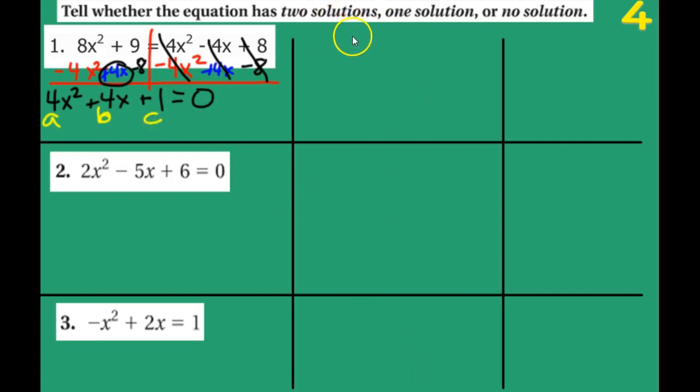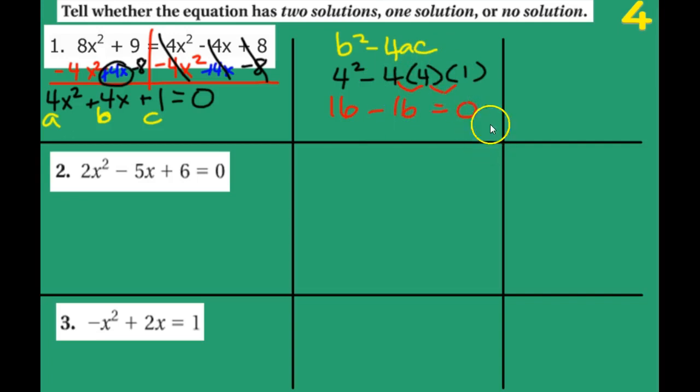So first, we need to figure out how many solutions there are by evaluating our discriminant. B squared minus 4AC. So B is 4, so we have 4 squared minus 4 times A times C. A is also a 4, and C is 1. So simplifying here, 4 squared, 4 times 4 is 16. Doing our multiplying first, order of operations, 4 times 4 is 16. 16 times 1 is still 16, and we're subtracting.